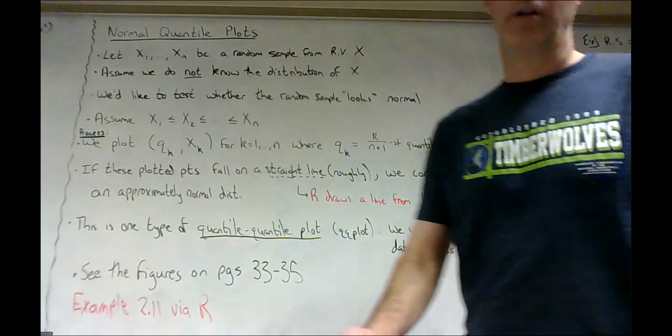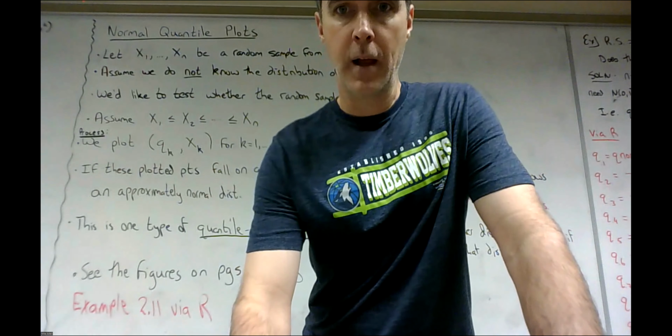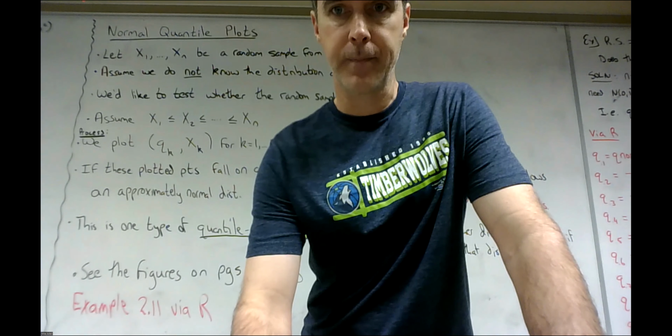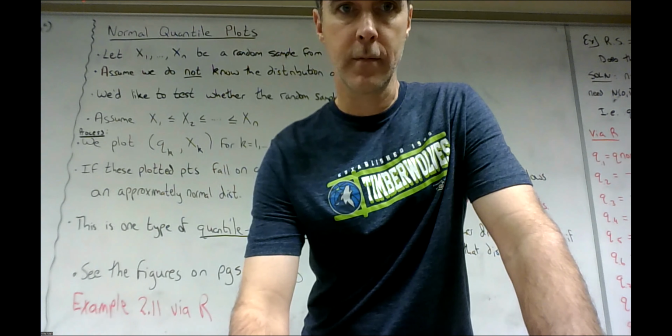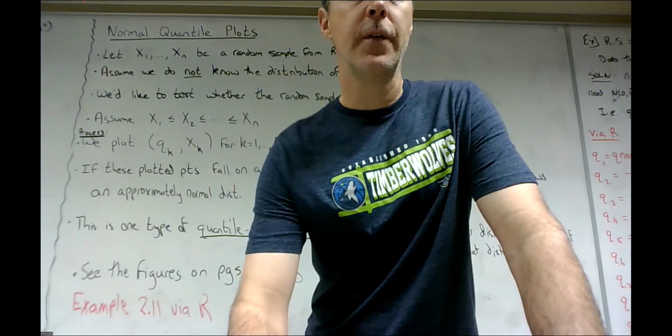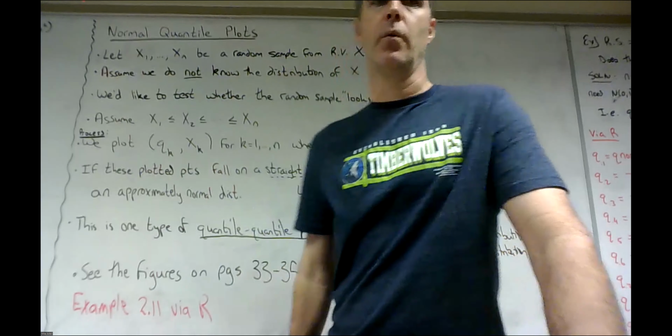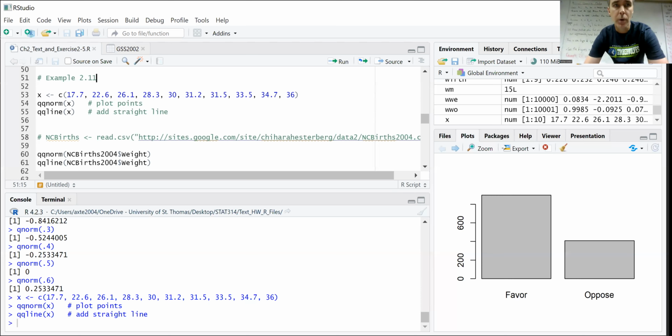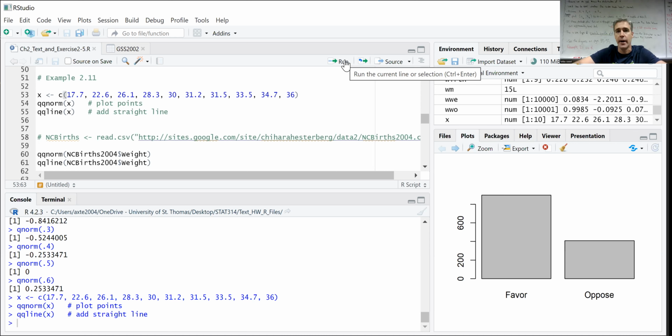I'm going to go screen share an R file. I got a screen share down. Okay, so if you scroll down a ways, you'll come to example 2.11. Now, in this example, we're given some data. The data we're given are these numbers, 17.7, 22.6, all the way to 36. So the first step is to put them in a vector so R knows what the data is. I'm going to call that vector X.